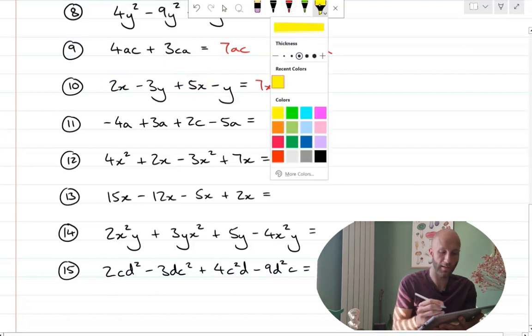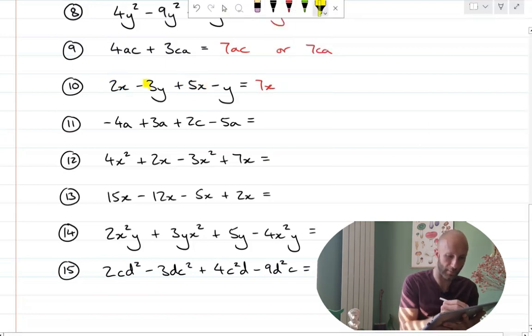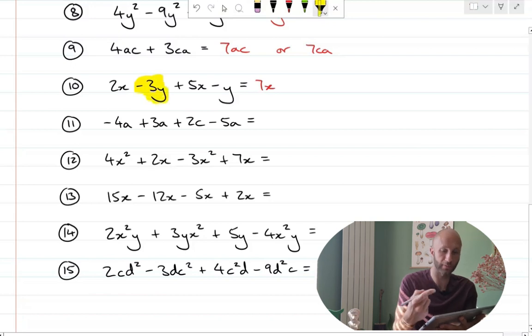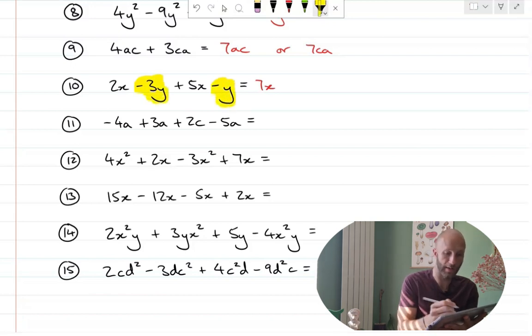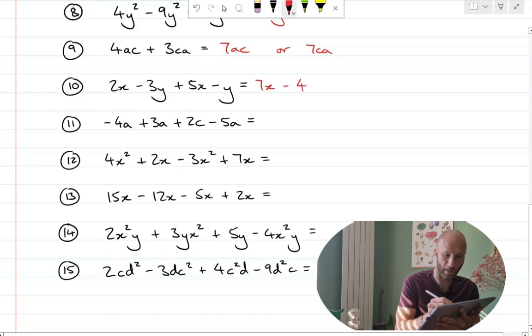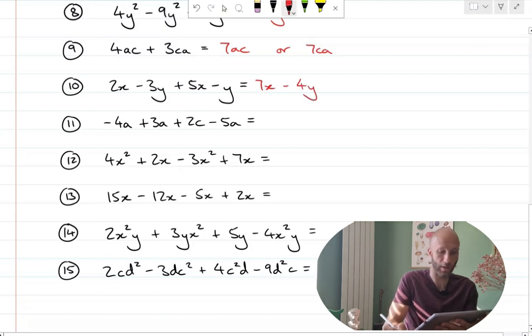And then where are my y terms? My y terms are minus 3y. Notice how I include the sign, minus y. So this is minus 3 minus 1, which gives me minus 4, and their y's, so minus 4y.